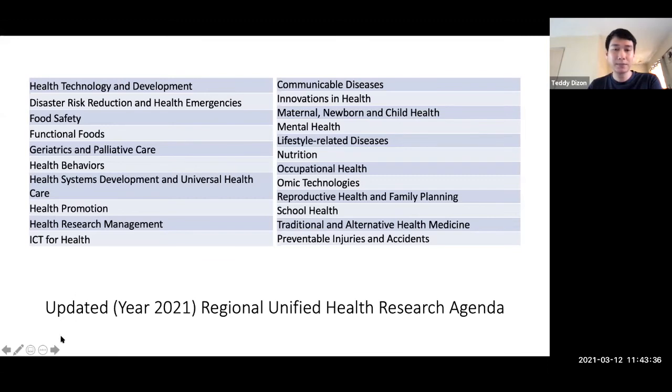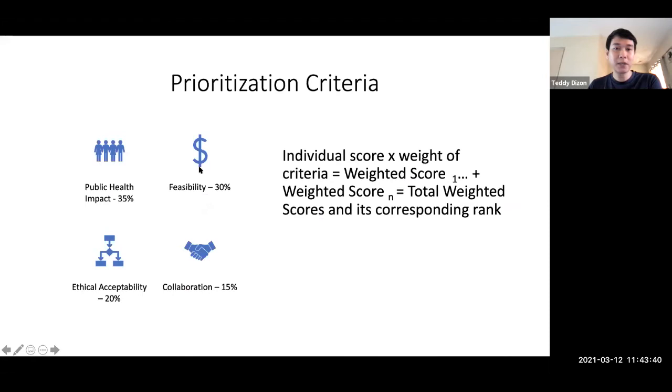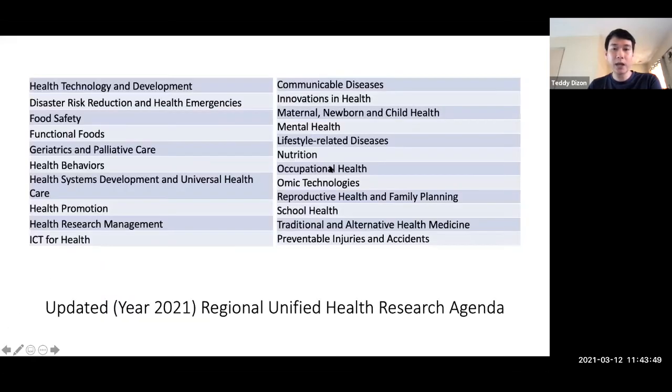The next criteria po is our feasibility. So feasibility na ang i-check natin, which is 30% ang weight. So Sir Raymond, please launch the poll. Ito na po yung poll for feasibility. Do you think the region has the capacity or is it feasible for the region to execute or conduct researches related to the following research agenda? Number 1, health technology and development. 2, disaster risk reduction and health emergencies. Food safety, functional food, geriatrics, health behaviors, health systems and development, and universal healthcare. Do you think kaya po ba ng region mag-conduct ng ganyan na researches?